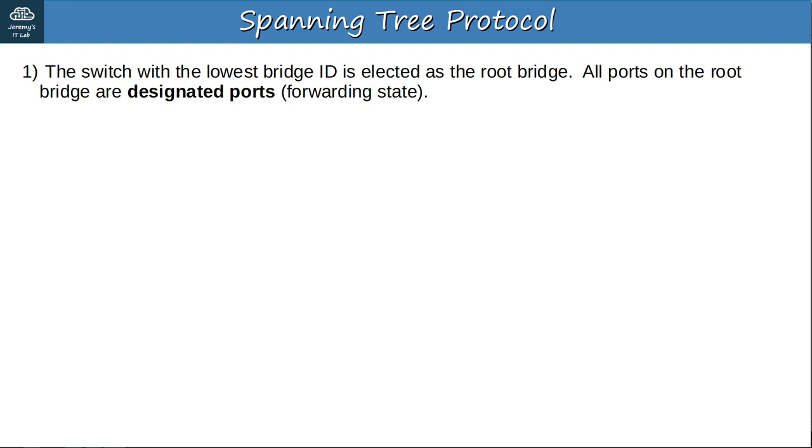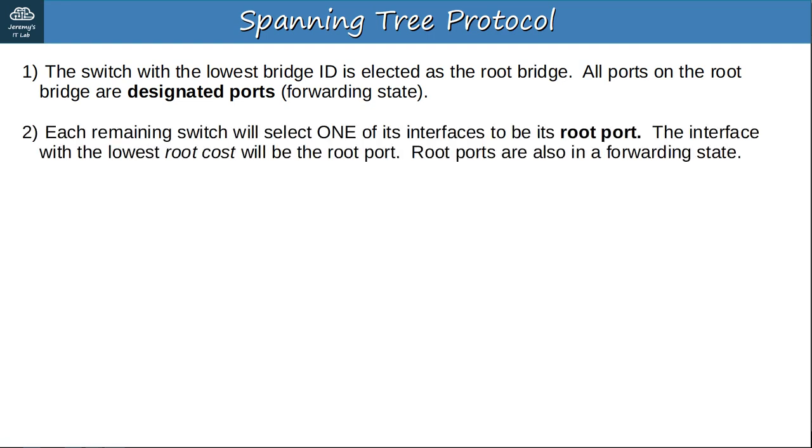Now let's go on to step 2. All other switches will select one of its ports to be its root port. So that means there is one root port on each switch in the network, except on the root bridge. The interface with the lowest root cost will be the root port. Root ports are also in a forwarding state. Now let's talk about what that root cost is.